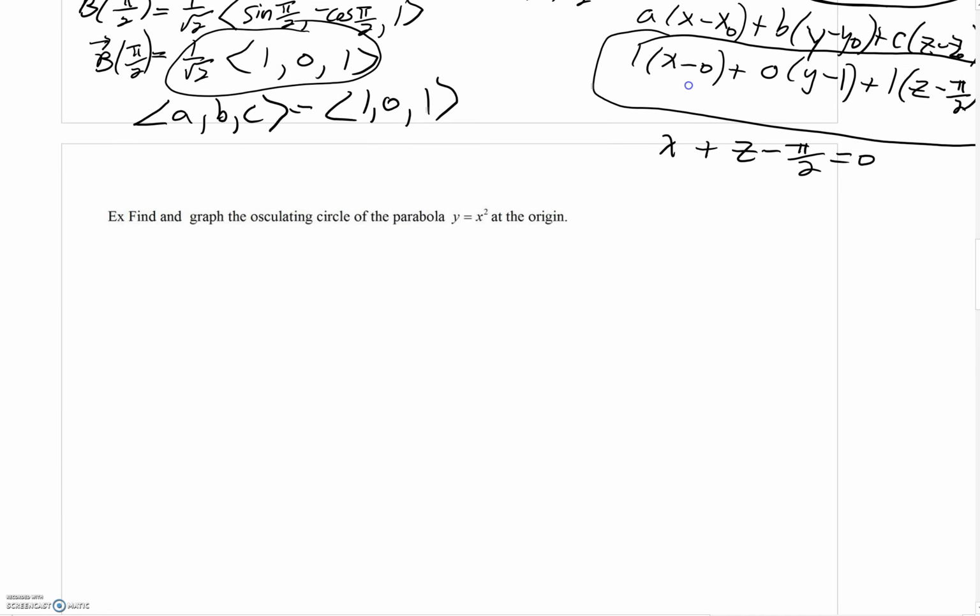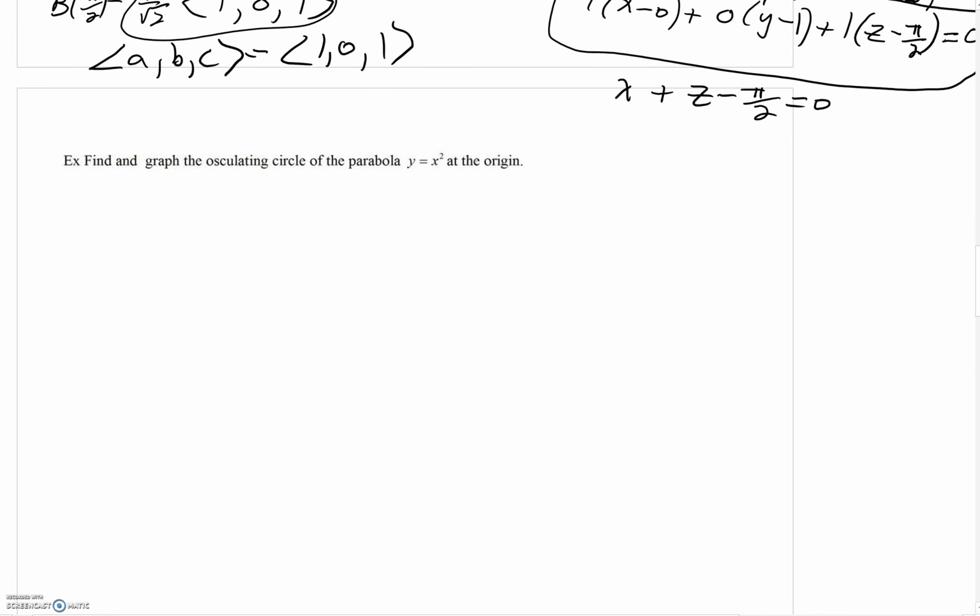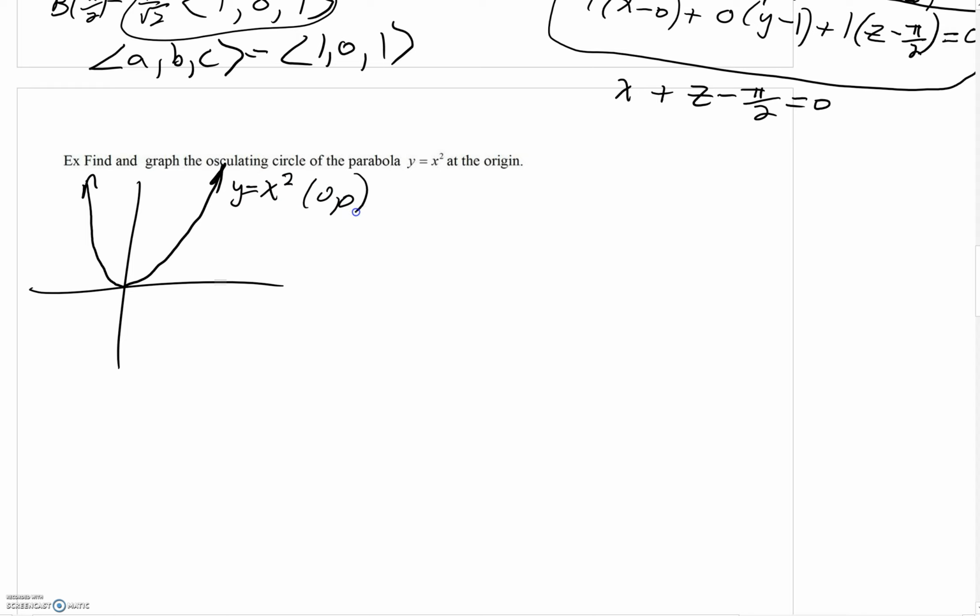All right, well, our last part, we're going to find and graph the osculating circle of y equals x squared. And y equals x squared, we all know, one of the most famous curves, one of the first algebraic curves that you've ever learned. Y equals x squared right here. We want it at the origin. We've got 0, 0. And we're trying to find and graph that osculating circle.